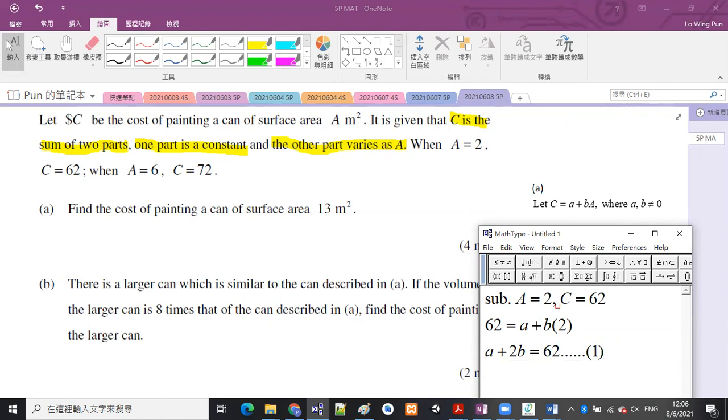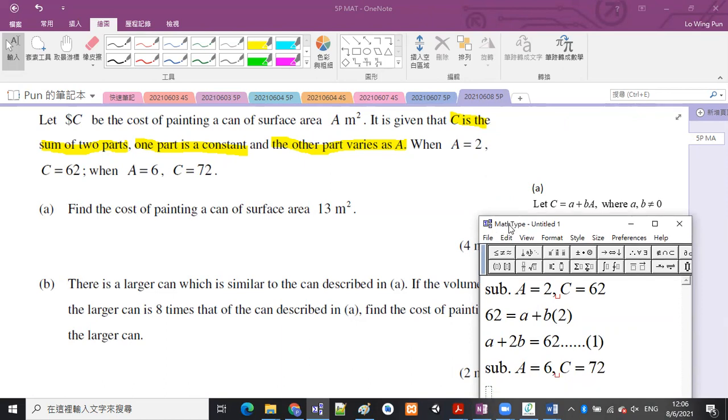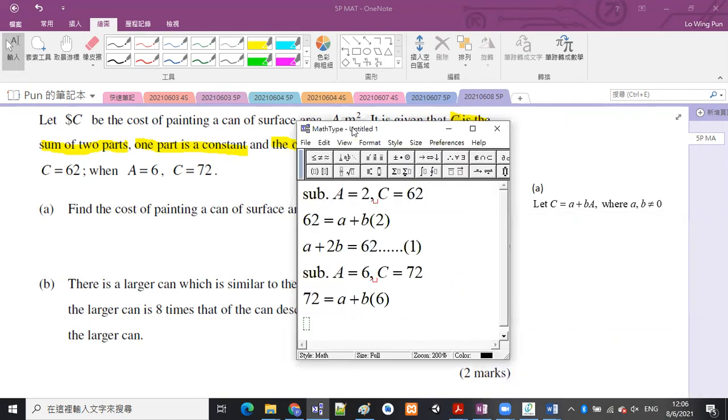And then what is the second group of numbers here? A equals 6 and C equals 72. So we just sub A equals 6 and C equals 72 into the equation again. So 72 is equal to a plus b times 6. And then on the left, a plus 6b is equal to 72. And call this equation 2.